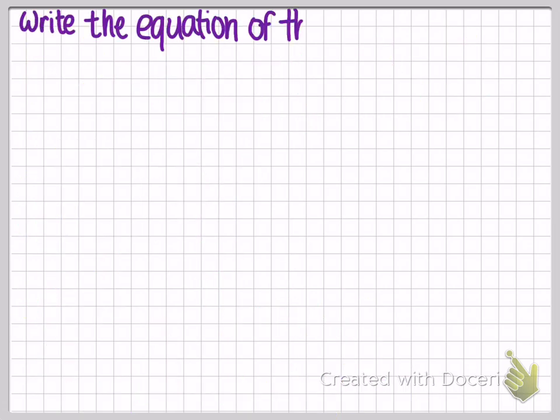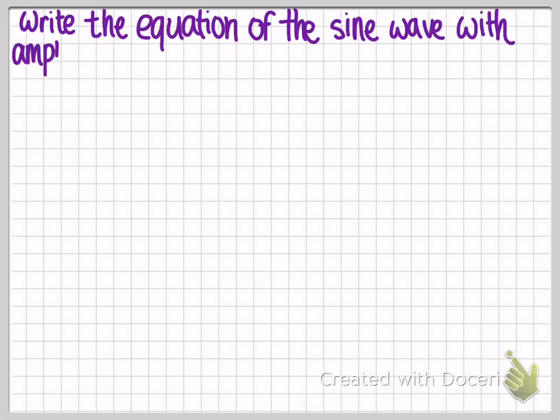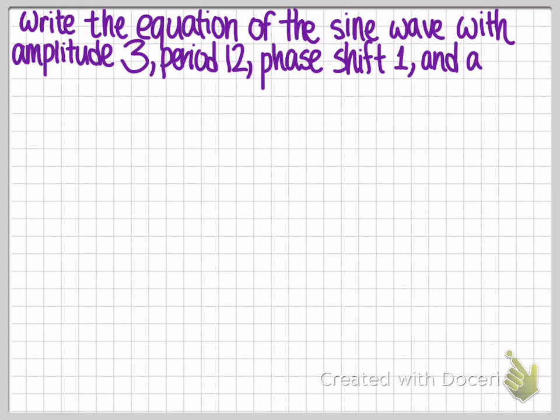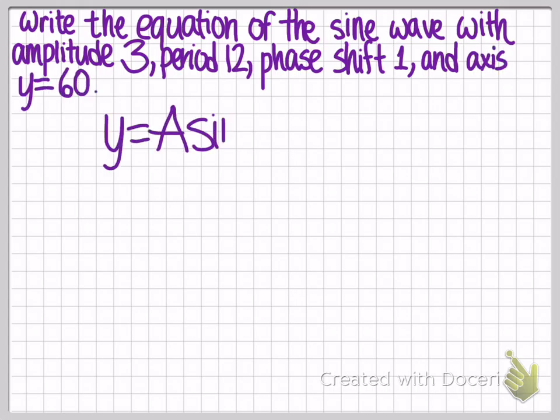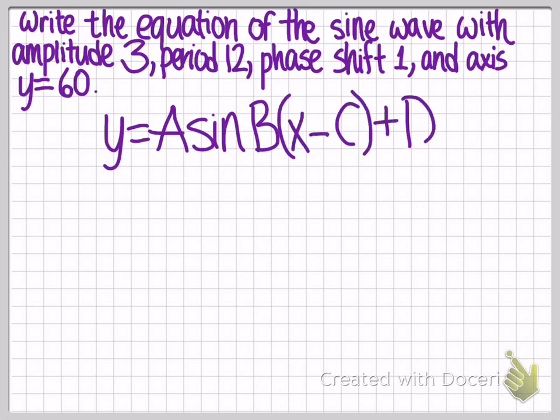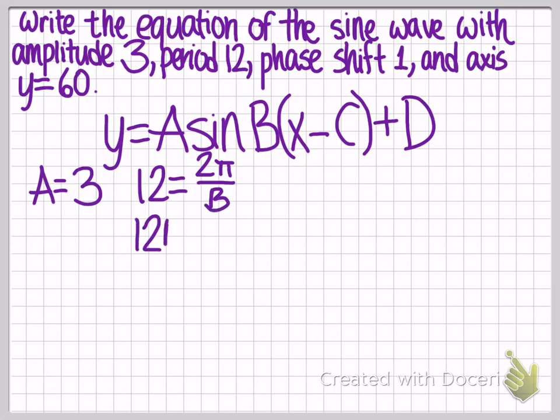Write the equation of the sine wave with amplitude 3, period 12, phase shift 1, and axis of y equals 60. The standard equation for a periodic function is y equals a sine b in parentheses x minus c plus d. The amplitude was 3, so we know a equals 3.